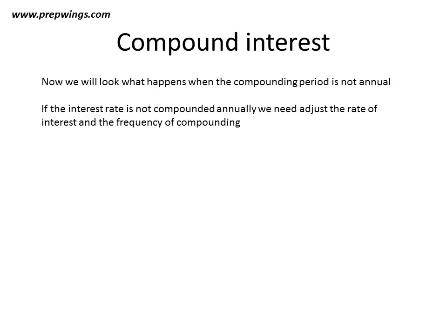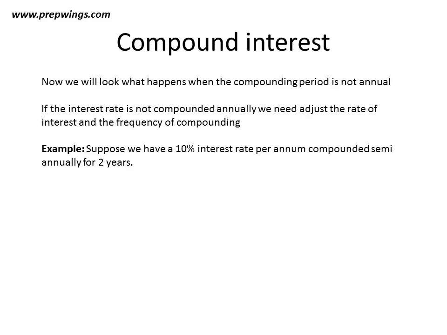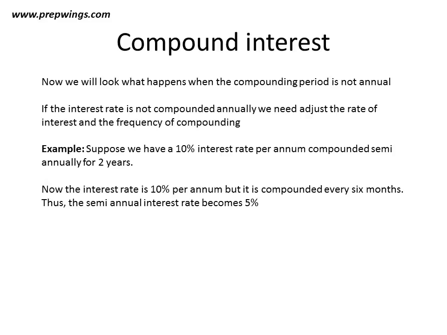Okay, in this case we need to adjust both the rate of interest and the frequency of compounding. We'll look at an example to understand that. Now suppose we have a 10% interest rate per annum compounded semi-annually for 2 years. What this means is when the compounding is semi-annual, every year the compounding will take place 2 times. So if the annual interest rate is 10%, the interest rate for 6 months will be 5%. Thus the semi-annual interest rate becomes 5%.